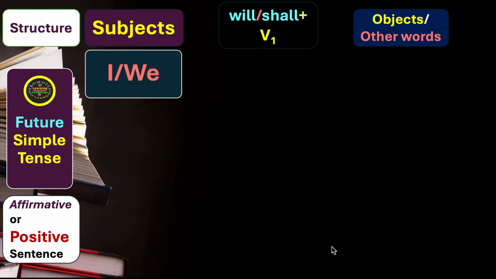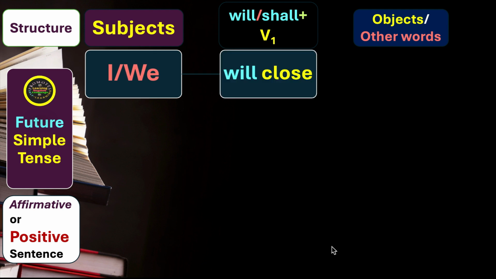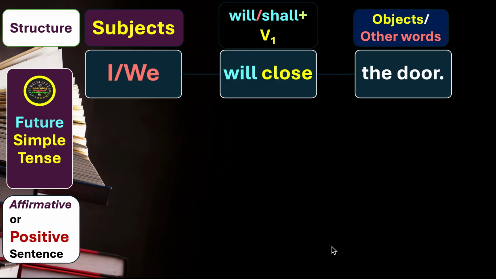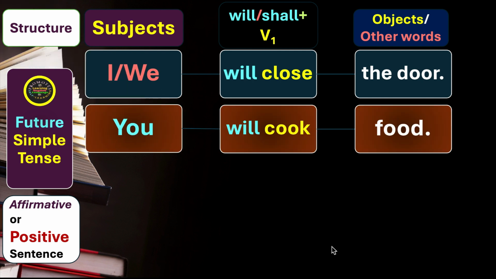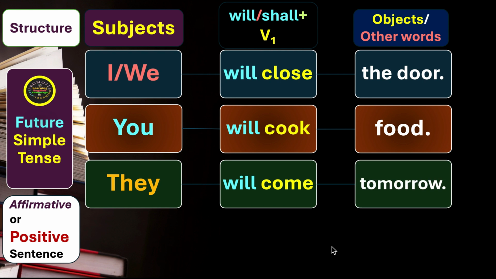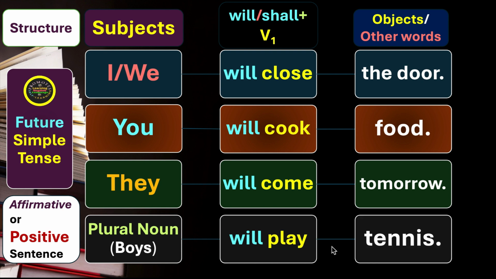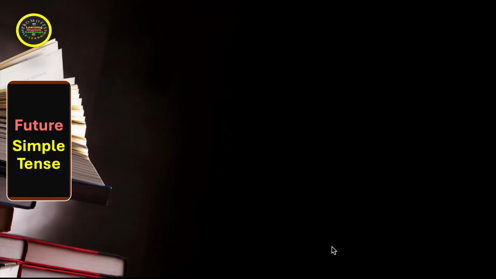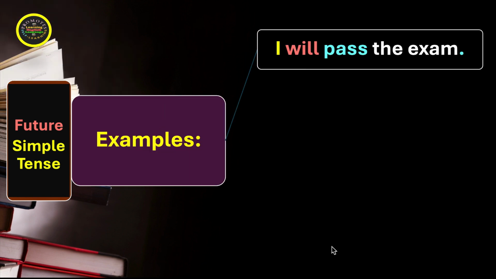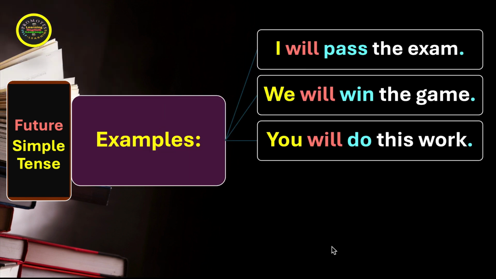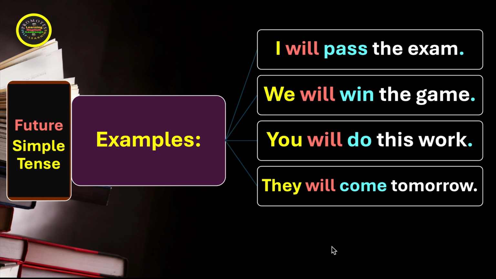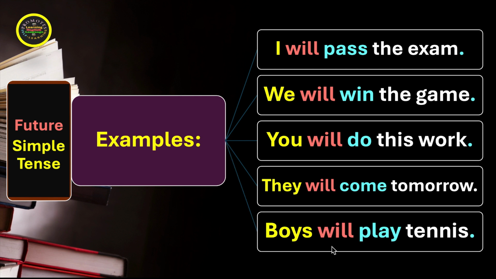Like if our subject is I or we, we can use will close and then we have the object, the door. Likewise, you will cook food. They will come tomorrow. Plural nouns, boys, girls, students, and so on, will play tennis. Now let's see the examples of future simple tense in the affirmative form. I will pass the exam. You will win the game. You will do this work. They will come tomorrow. And boys will play tennis.